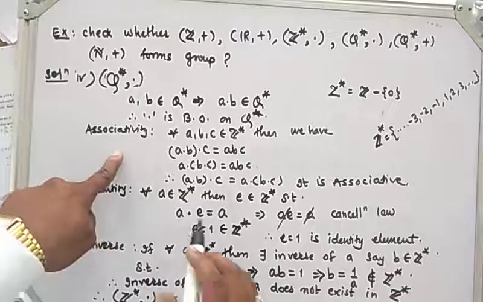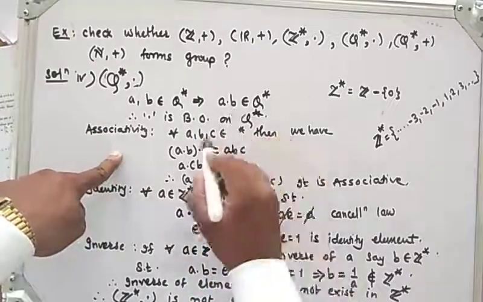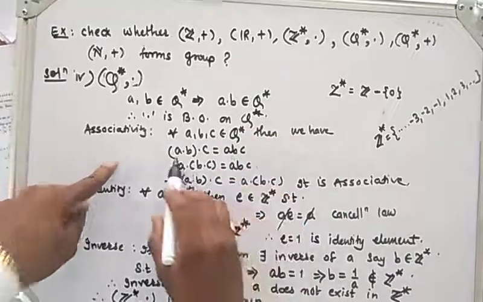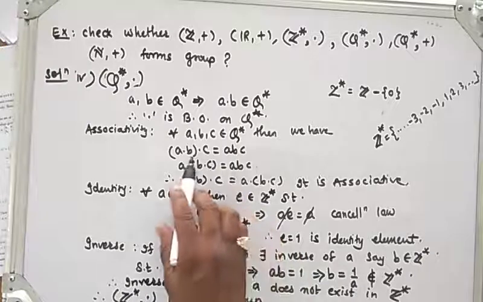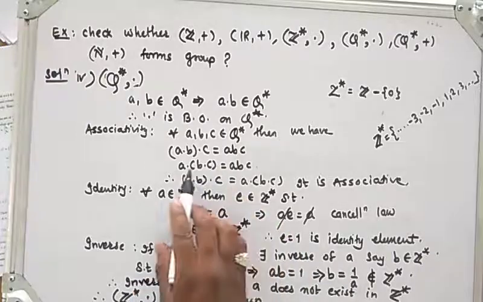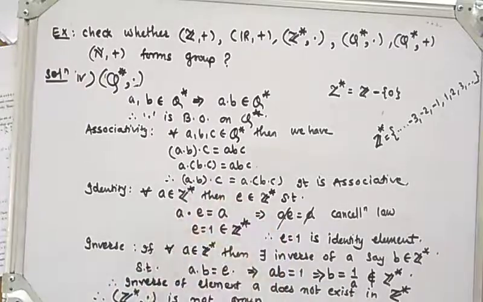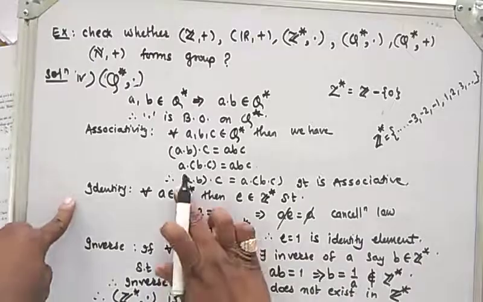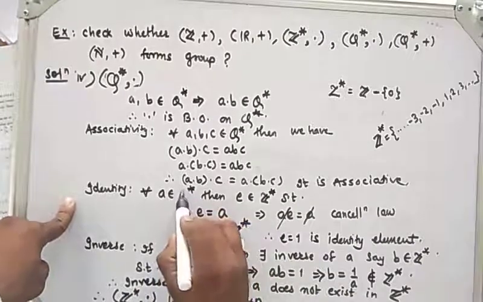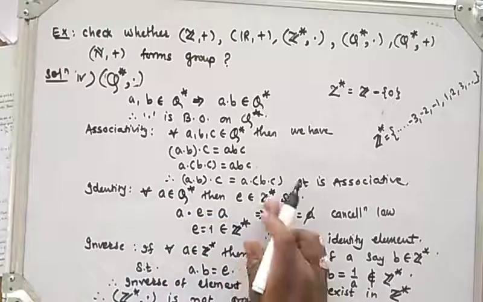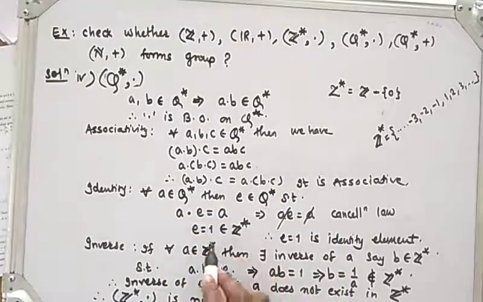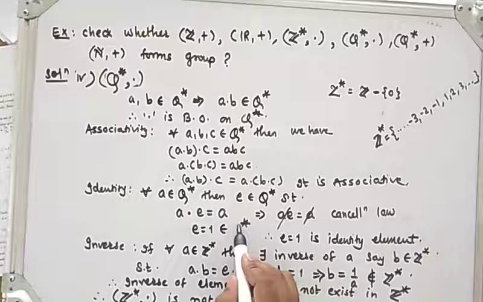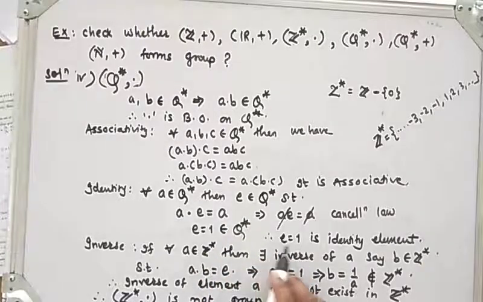Second, the associativity property. If I take a, b, c belongs to Q star, then (a into b) into c is the same as a into (b into c), because here (a into b) into c has value abc and a into (b into c) has value again abc. Now for the identity element, here a belongs to Q star, then the identity also belongs to Q star such that a into e is equal to a. So finally we will get e is equal to 1, which belongs to Q star. Therefore e is the identity element, right?